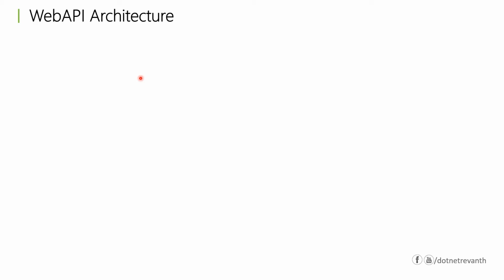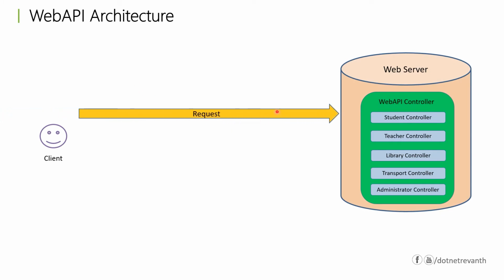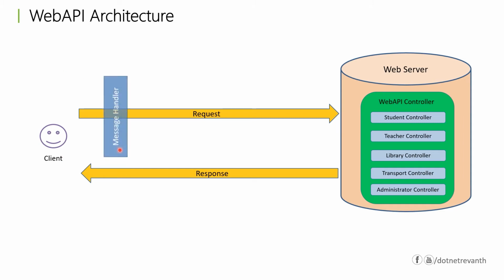WebAPI architecture. When the client sends a request to the web server, it will process the request and return the response to the client. This is the basic architecture of WebAPI, but it undergoes many different stages, like the message handler. A message handler is a class that receives an HTTP request and processes it, or it has the ability to decline the incoming request and return the response back to the client. We will discuss more details about the message handler in a later video section.